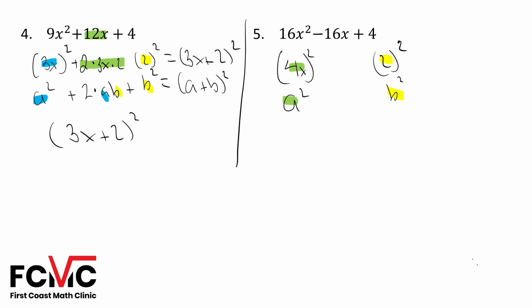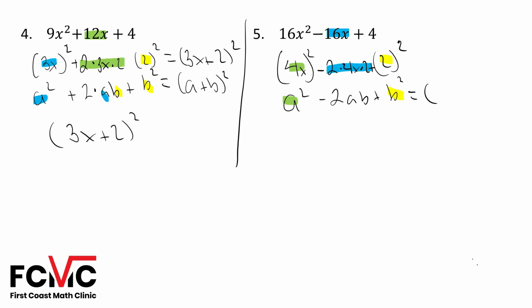Then our middle term, we're subtracting the 16, so it will be minus 2 times a times b. So let's check that middle term. So minus 2 times a, which is 4x, times b, which is 2. So 2 times 4x times 2 is going to give us 16x. So that middle term checks. So this is a perfect square trinomial as well.